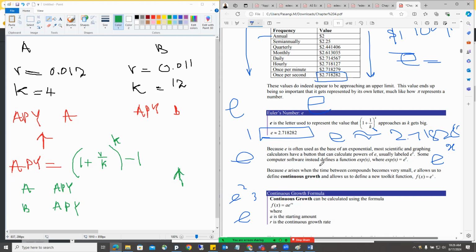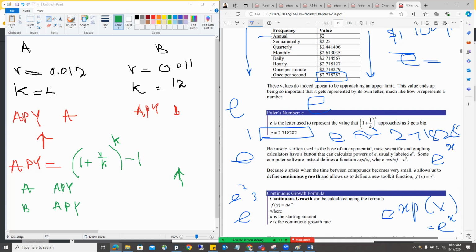Some computer software instead defines a function exponential, EXPX, that is exponential. EXPX is equal to E to the power of X. On your calculator, you can see either E to the power of X or else EXPX.